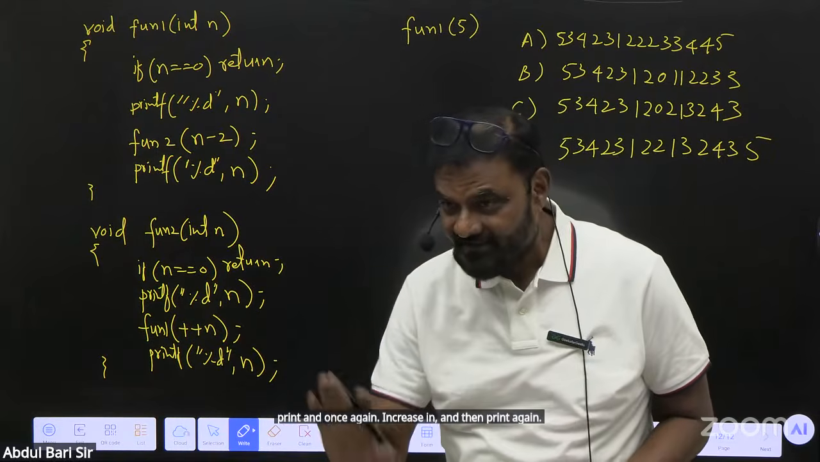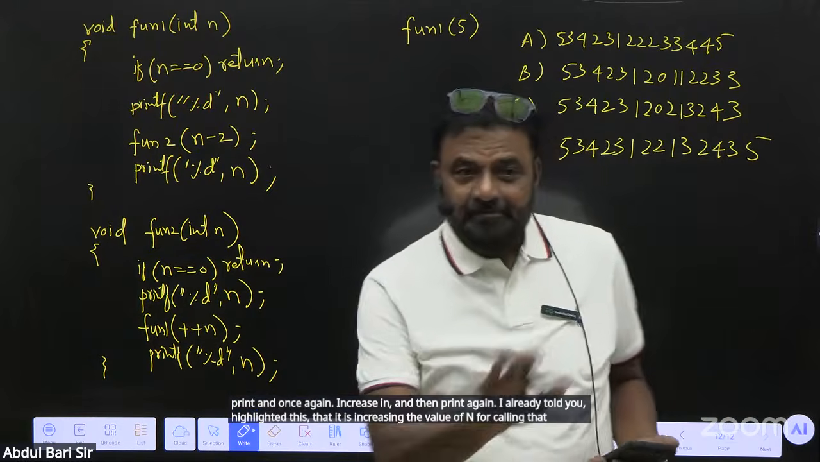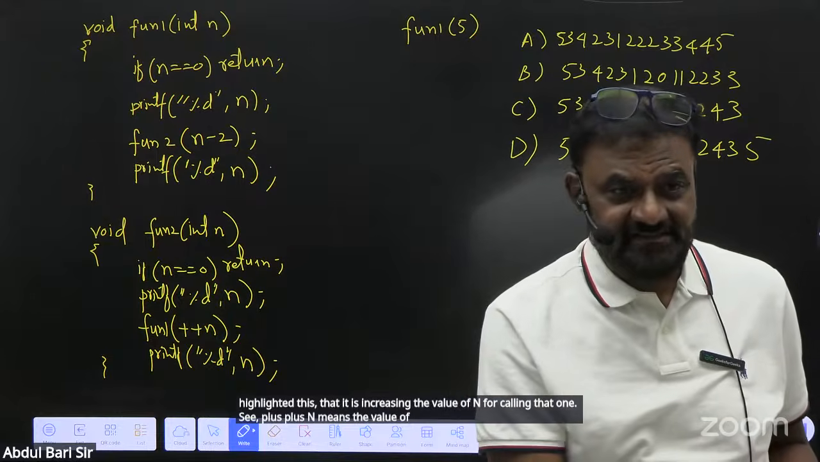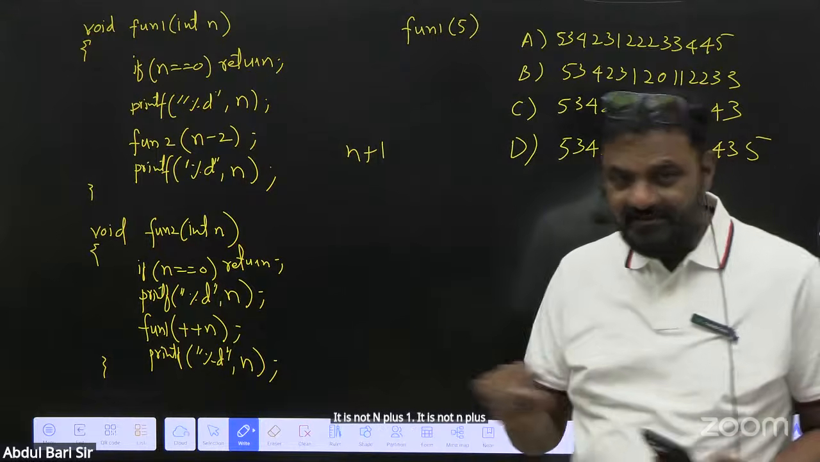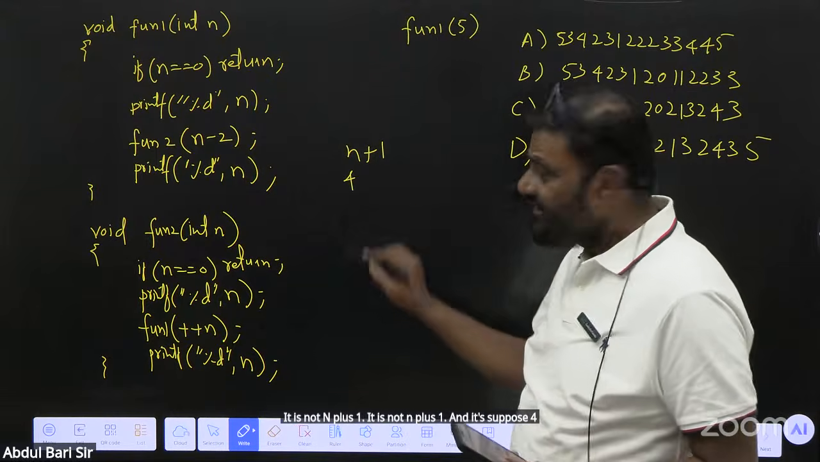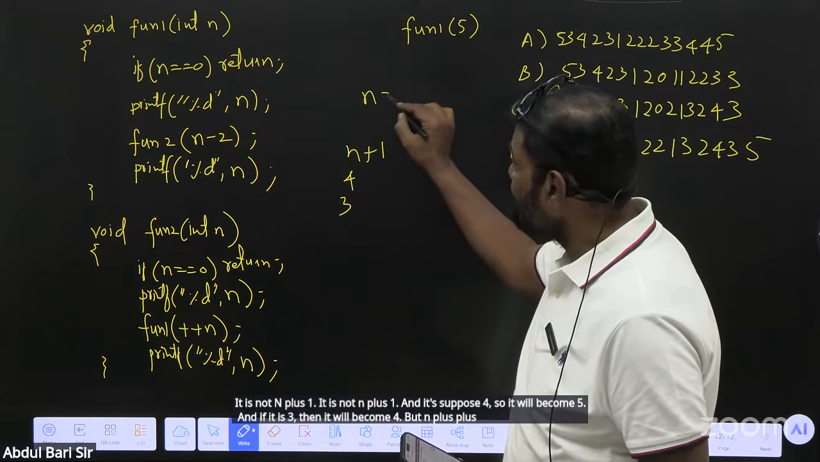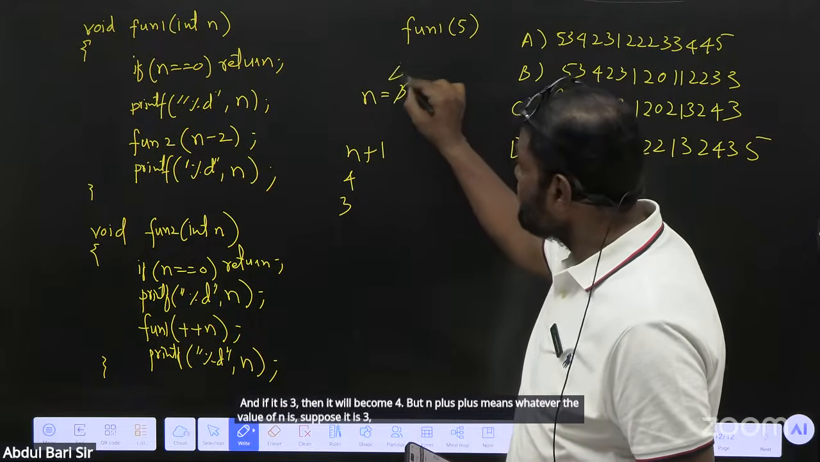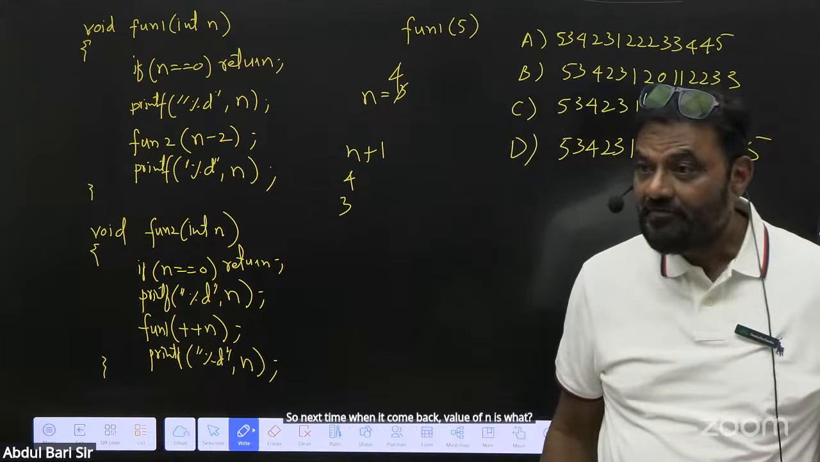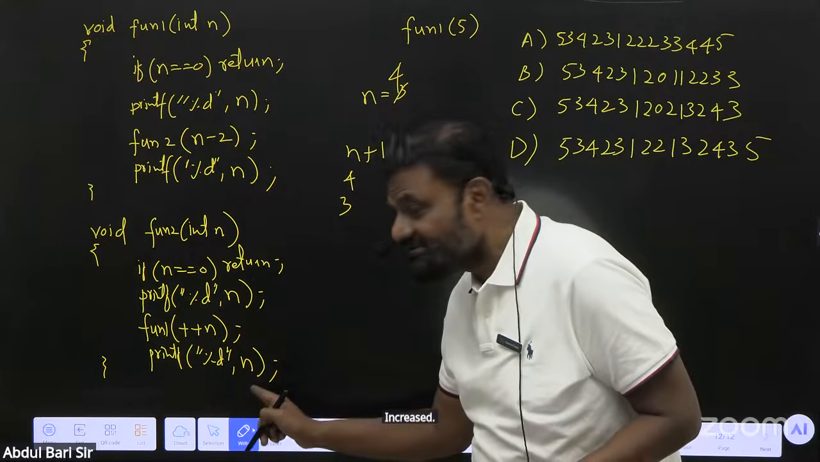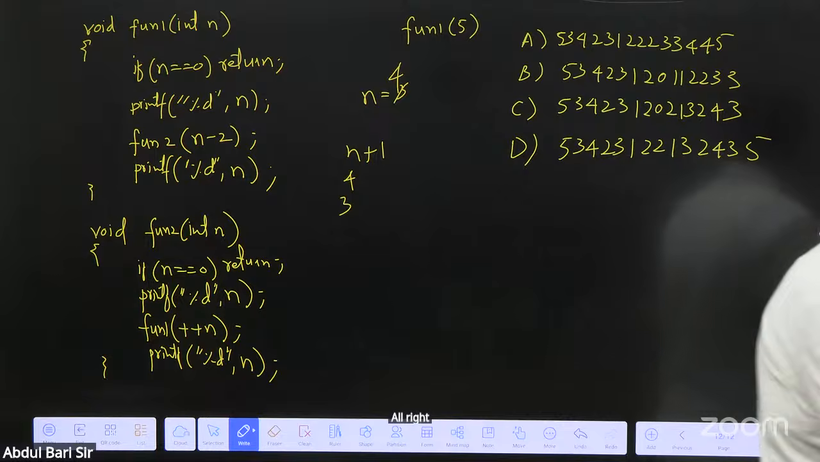I already told you, highlighted this, that it is increasing the value of n for calling that one. See, plus plus n means the value of n itself changes. It is not n plus 1. If suppose it is 4, it will become 5. And if it is 3, then it will become 4. But n plus plus means whatever the value of n is, suppose it is 3, it itself will become 4. So next time when it comes back, the value of n is what? Increased. Suppose this was 3, this is 4. Suppose this is 2, this is 3. All right. That's the point I highlighted.